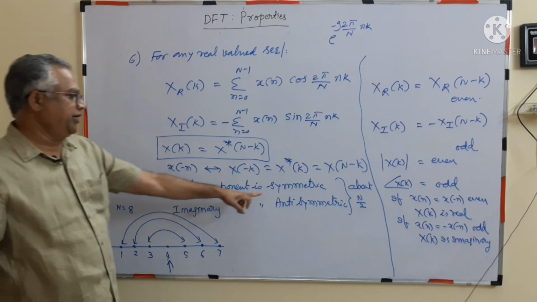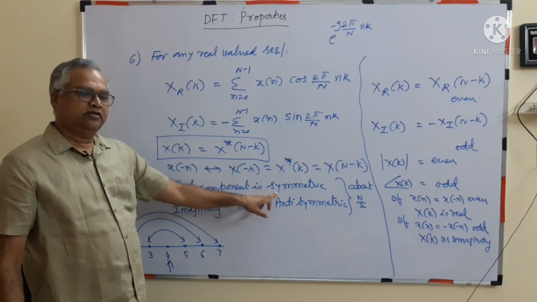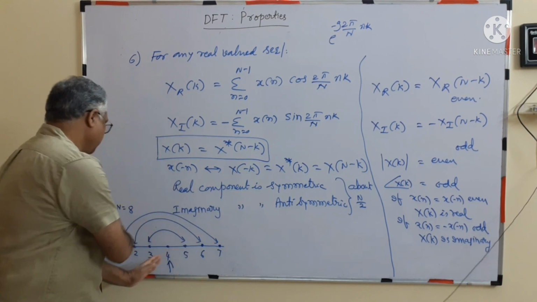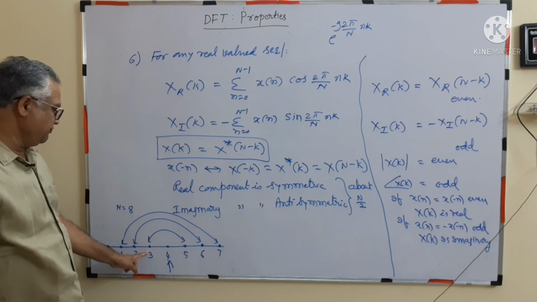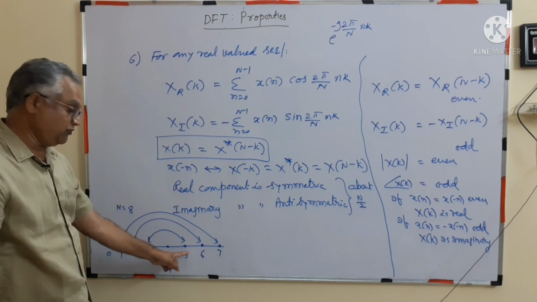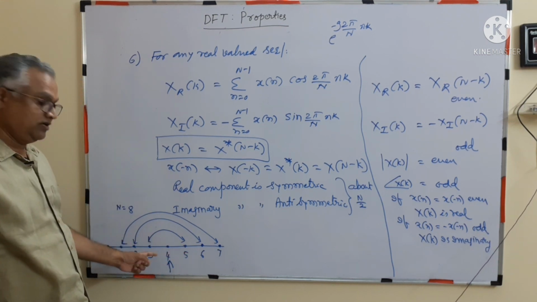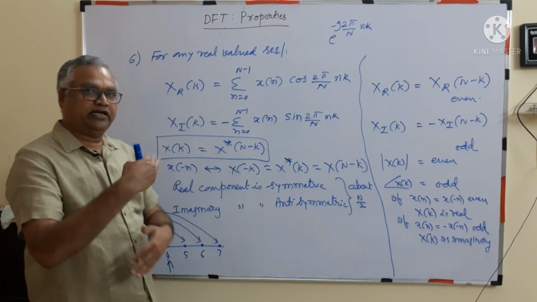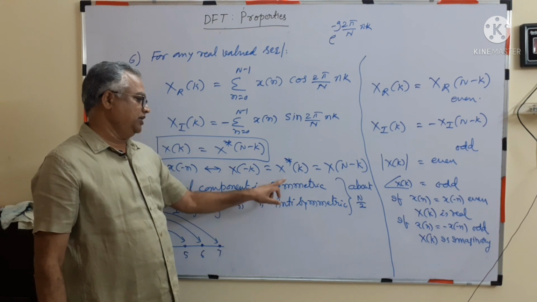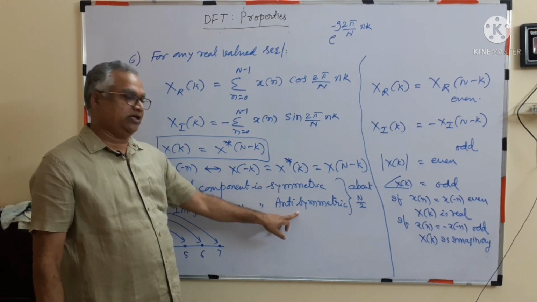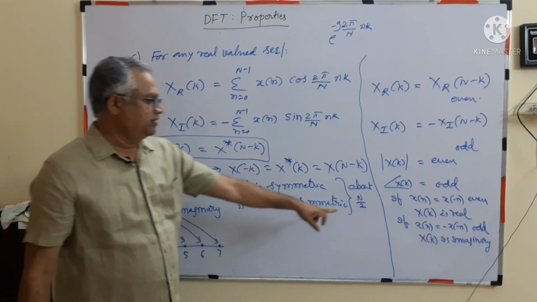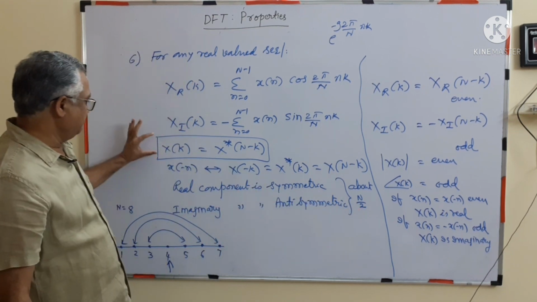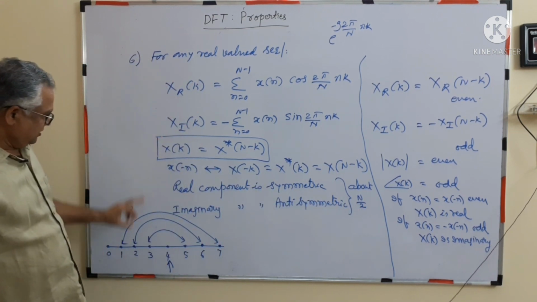So the real component is symmetric. If you fold, if this is 3 plus j4, this is 3 minus j4, but the 3 is the same, no? But this is plus j4, this is minus j4, anti-symmetric. So the real part is symmetric, the imaginary part is anti-symmetric, about N by 2. That is the meaning of this, explained here.